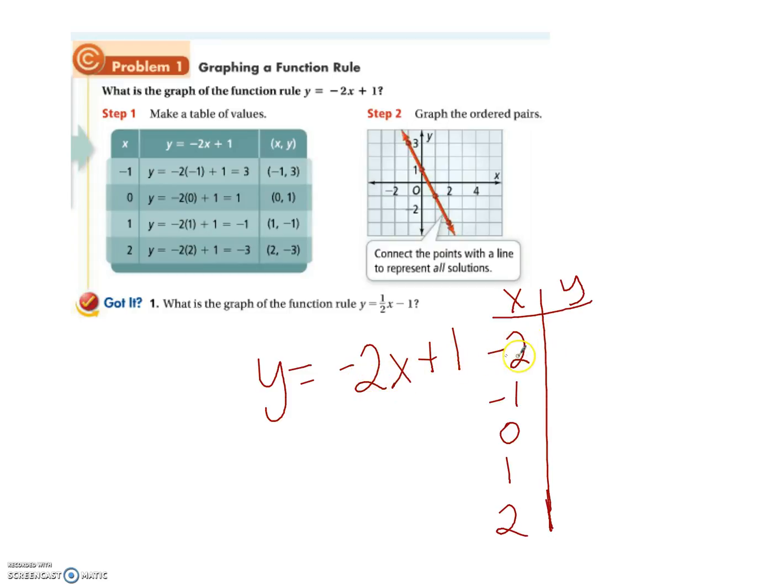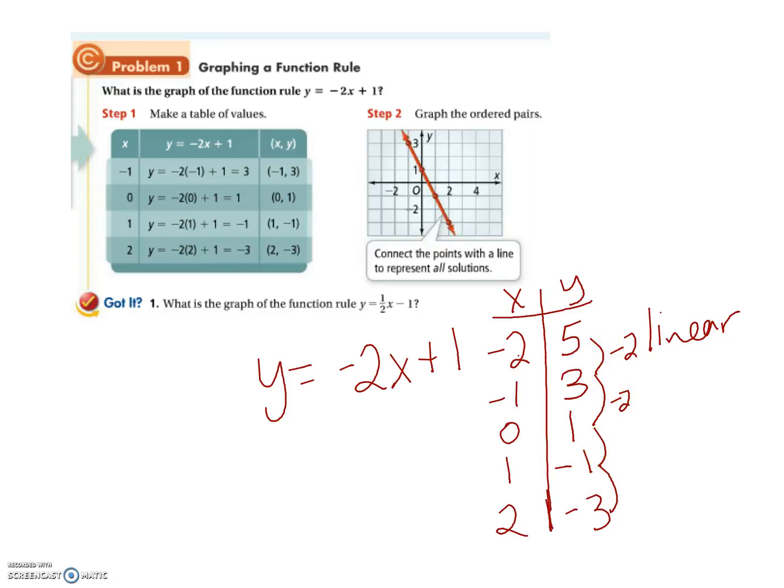Negative 2 times negative 2 is 4, plus 1 is 5. Negative 2 times negative 1 is 2, plus 1 is 3. Negative 2 times 0, 0 plus 1 is 1. Negative 2 times 1 is negative 2, plus 1 is negative 1. Negative 2 times 2 is negative 4, plus 1 is negative 3. You will notice it's going down by 2 each time. So that means it is linear. That can just be something in your mind that you can say, oh yeah, that's linear because it's going up or down by adding or subtracting.